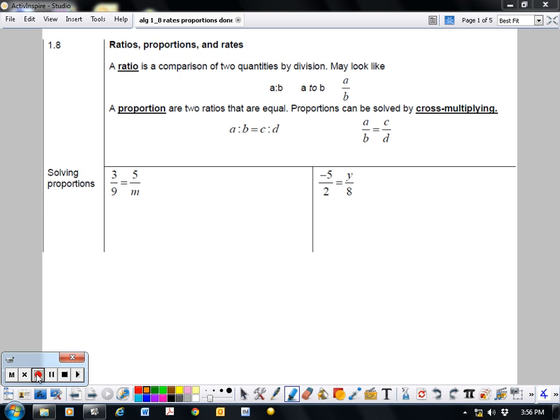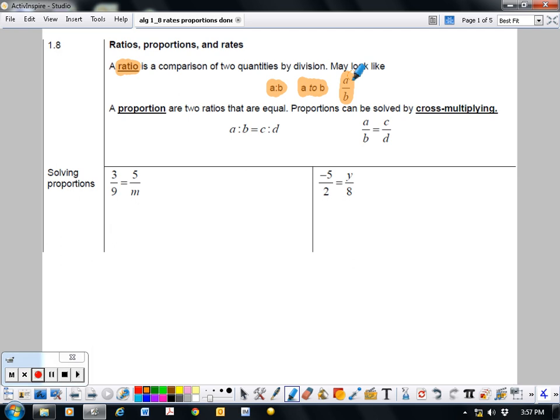So we're working with ratios, proportions, and rates. A ratio is really a comparison of two quantities, and the comparison is by division. What you'll see a lot of times is a ratio of 3 to 4, with the little colon in there, or 3 to 4 with the word "to" in there. You see that a lot in story problems. But what it's really saying is that the first number goes on the top of the fraction, and the second number goes on the bottom of the fraction.